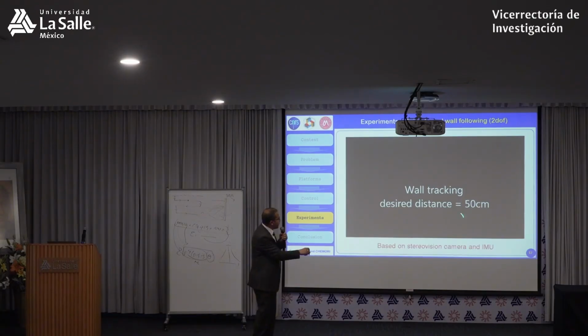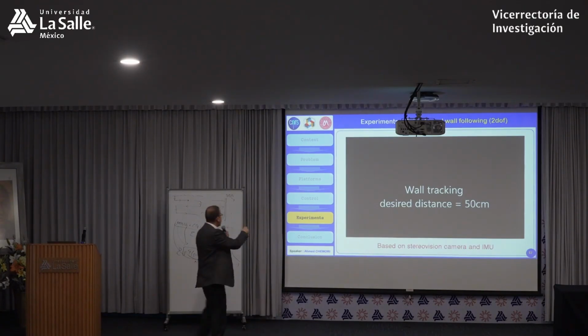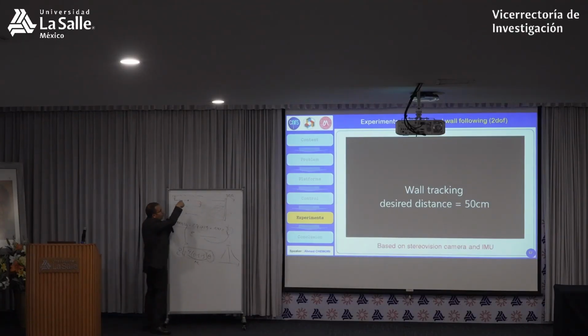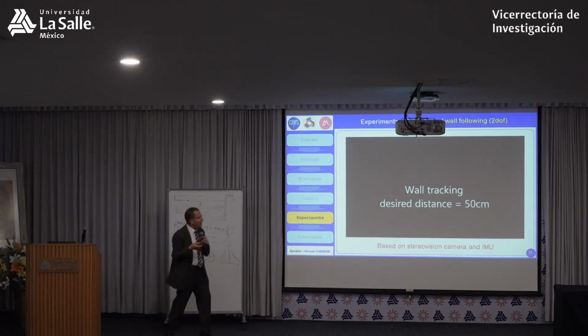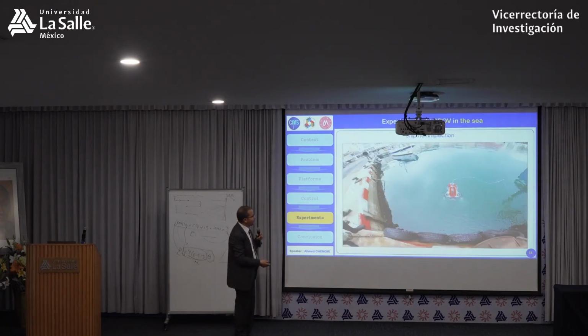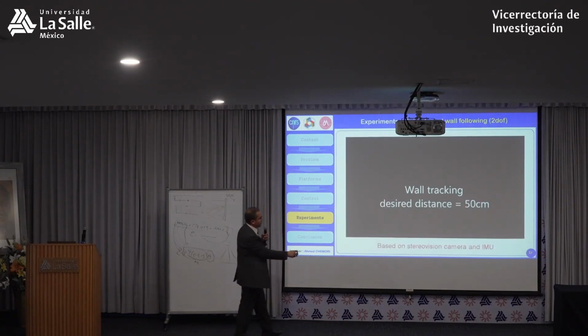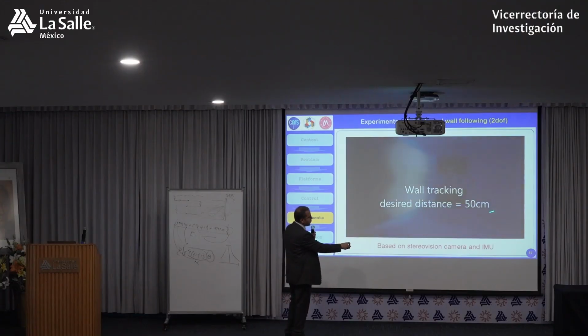So here in this case, what we did, we used two cameras, stereo vision. We estimate the depth between the robot and the wall of the dam, and the human has just to push a joystick to move in the y direction. And the depth and the orientation, the distance between the robot and the wall of the dam, were autonomously controlled. And you see the performance, it's amazing, it's really very nice. A desired distance of 50 centimeters.